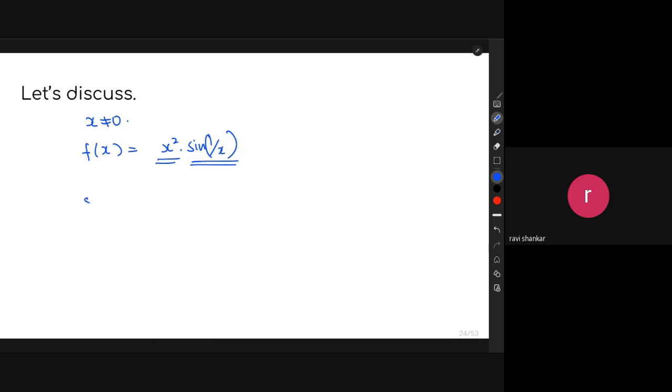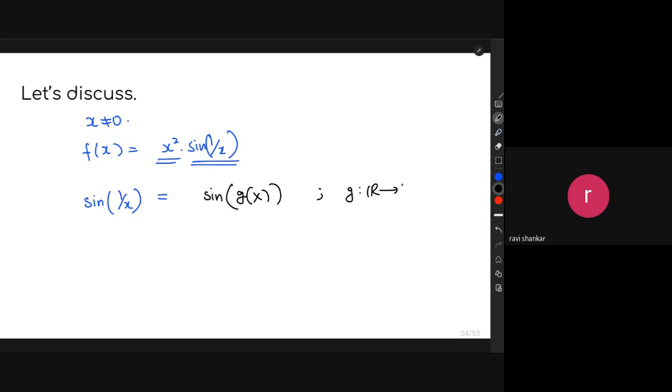Sine 1 over x we can think of as a composition of two functions. The first function is sine, composed with another function, let's say g of x, where g is a function from r to r, going from x to 1 over x. So this sine 1 over x is a composition of two functions.